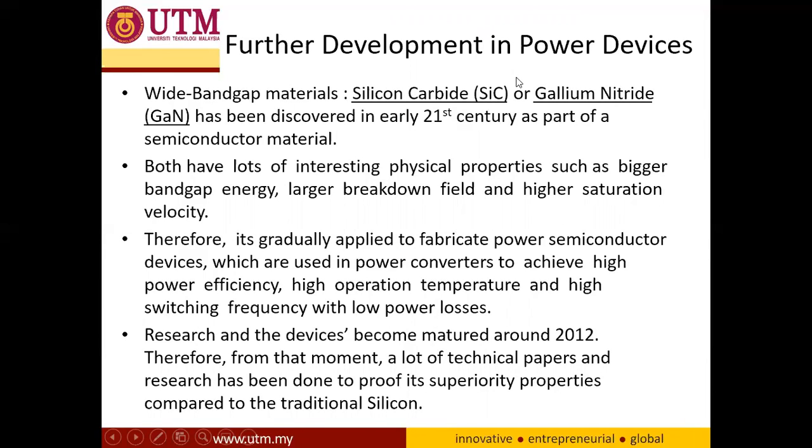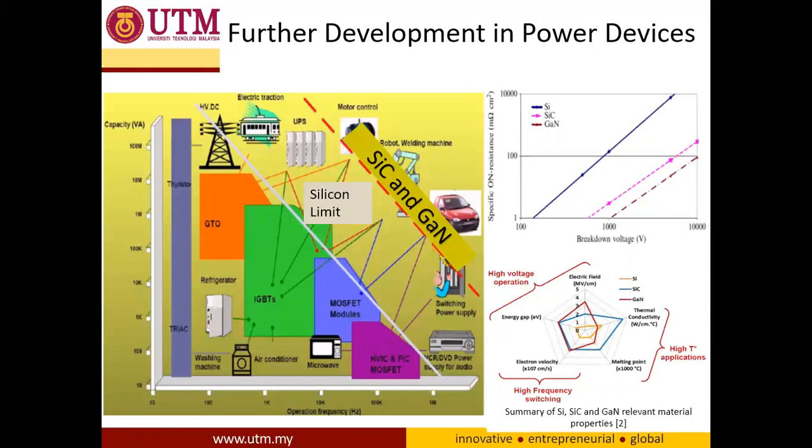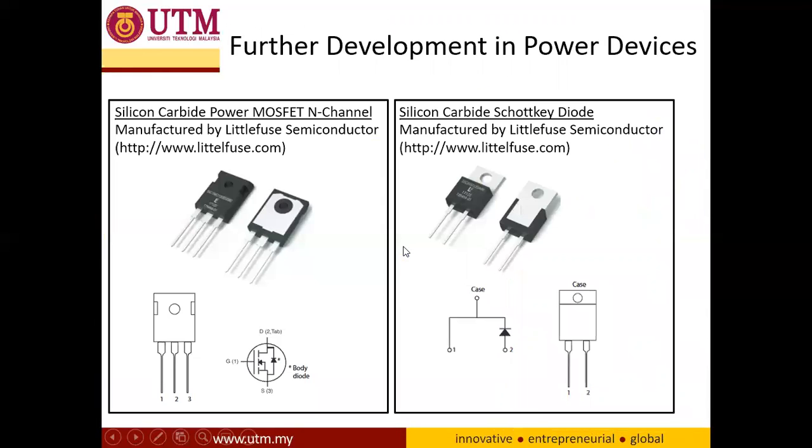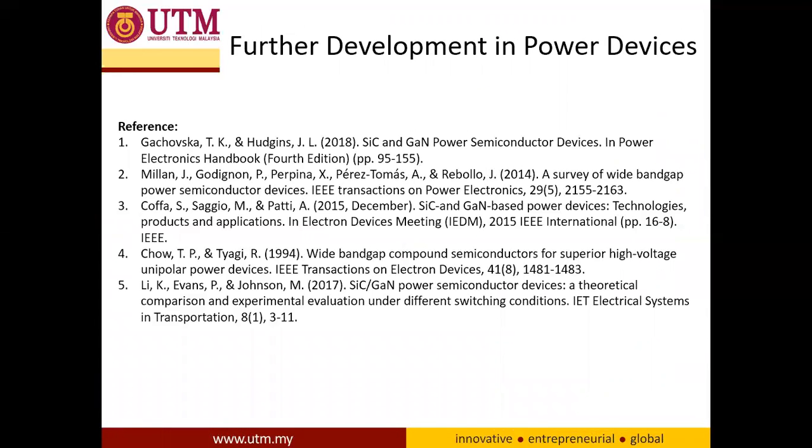The advantage of these is that they increase the power limitation and also the switching capability of the device. Most current devices are manufactured based on silicon, so it has a limitation here. But when we use wide band gap materials such as silicon carbide and gallium nitride, we can increase the limitation. So this is further development in power devices.